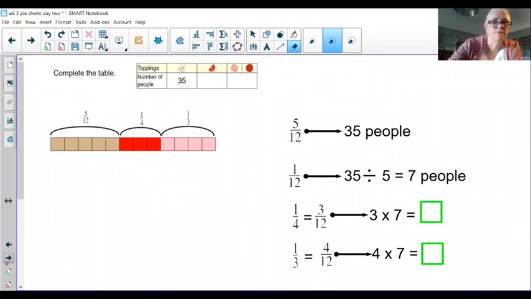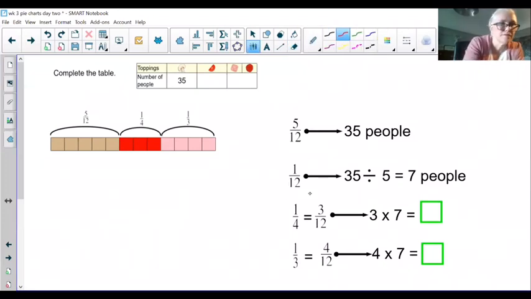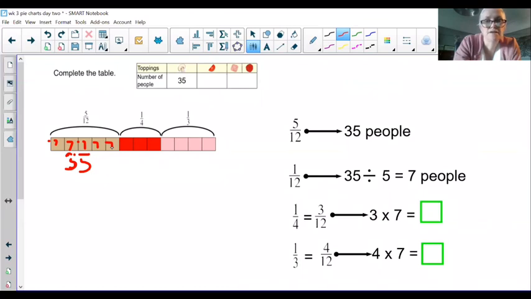Okay, so we know that 5/12ths is 35 people. So to work out what 1/12 is, I write the 35 under there, and it's 5 sections of that bar model, 5 bars in the bar model. 1/12 must be 7 people. They're all 7 people, aren't they? Because we find 1/12 by doing 35 divided by 5.